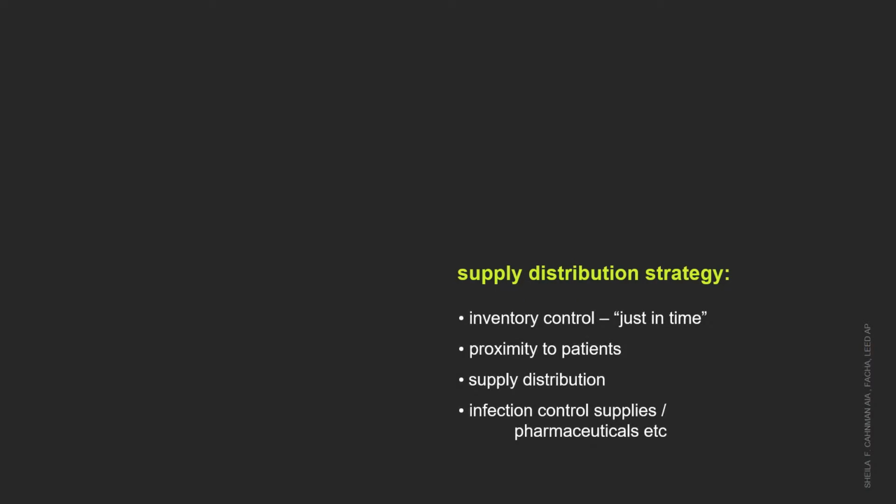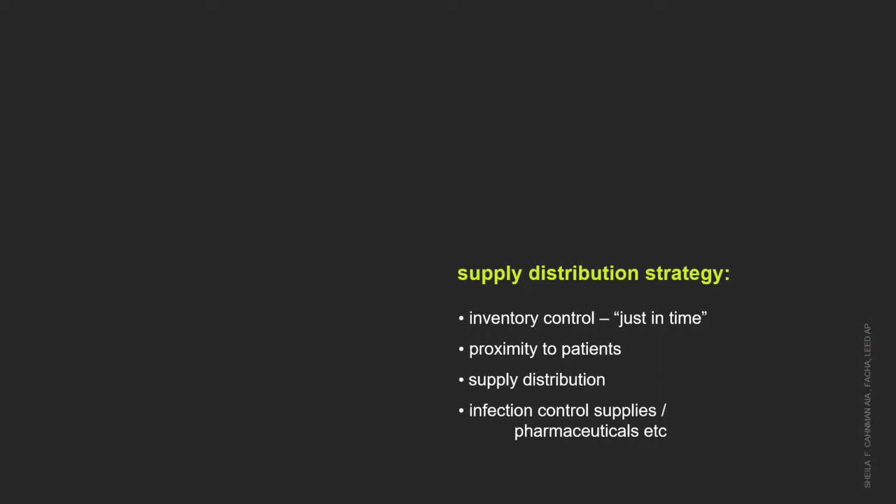Next, an important element is the supply distribution strategy. So we have two strategies that need to be involved here. One is inventory control. So the idea of bringing just the amount of inventory of clean supplies to the unit as needed or just in time, but also be controlled so it can be accounted for and charged to patients. Likewise, we also want to see about bringing supplies closer to patients so nurses don't have to go hunt and gather, and then they can be used in immediate proximity.